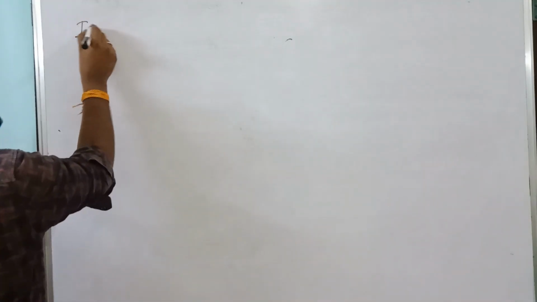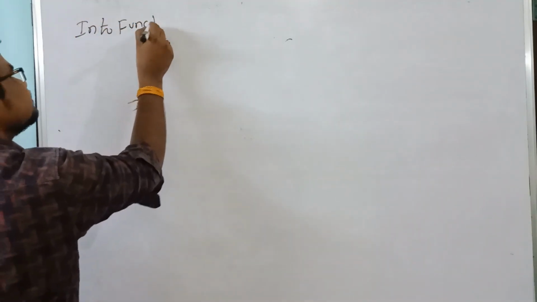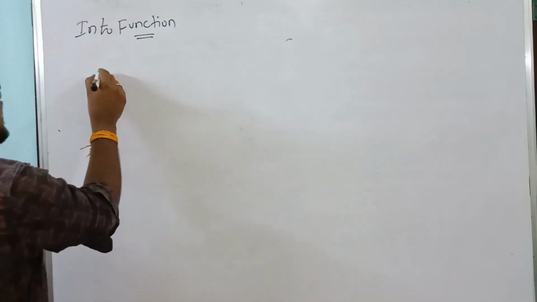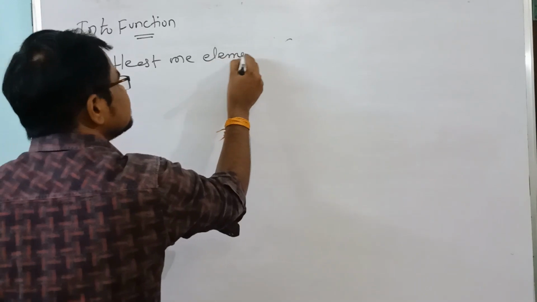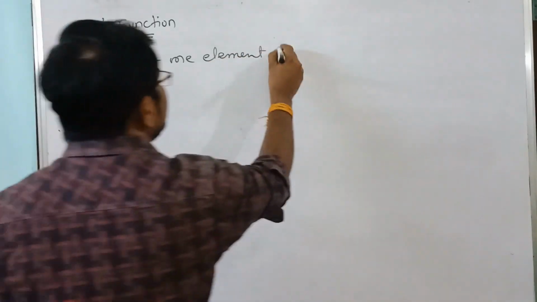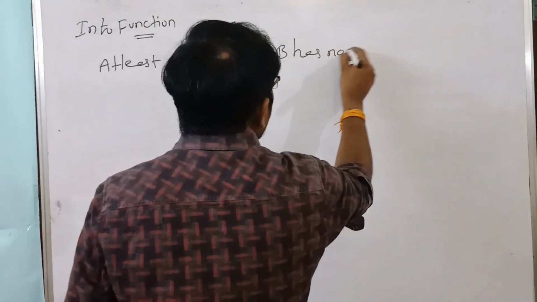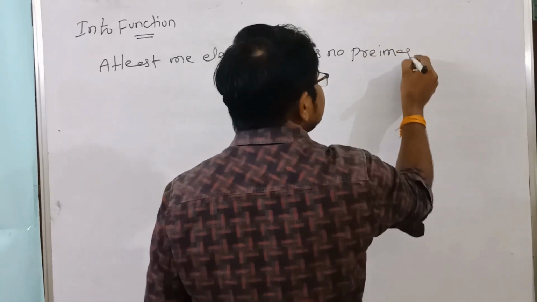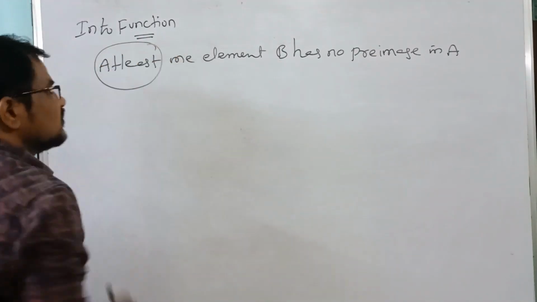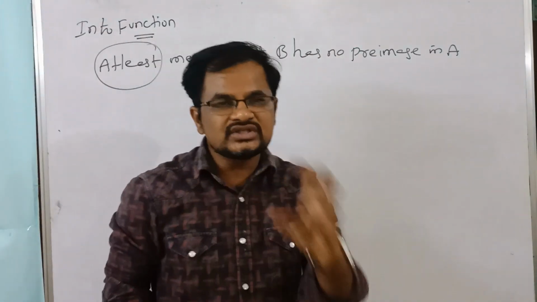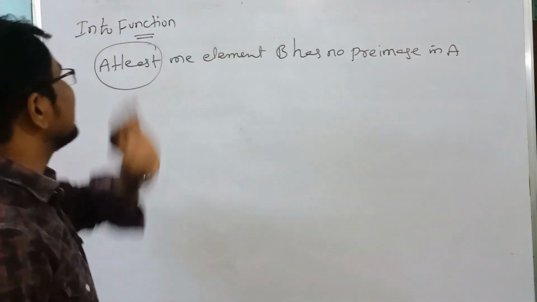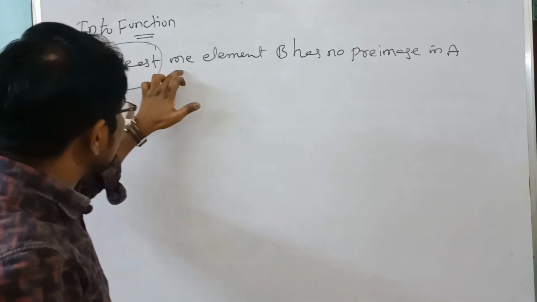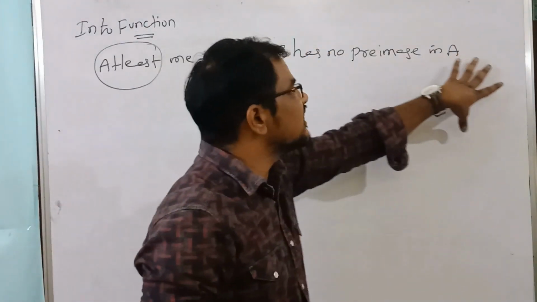What is the definition of the into function? At least one element of B has no pre-image in A. So here the word at least is there, no? So that's why we are using inclusion and exclusion principle, right? So by that one now we are finding the into functions. So at least one element in B has no pre-image in A.